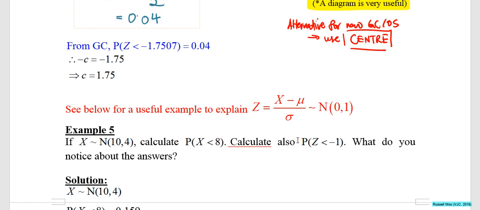Okay, now it's important. This example is super important. The highlight of the day. Example 5. Okay, let's take a look. Look up.